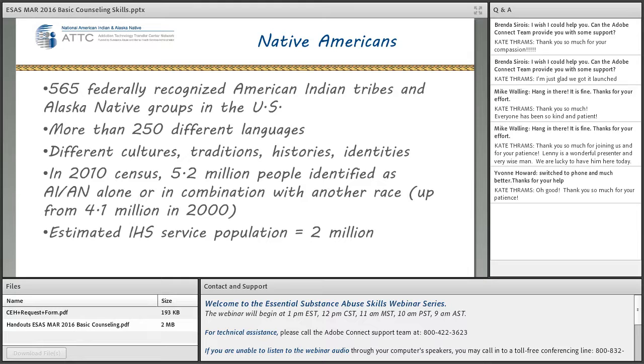When we talk a little bit about Native Americans, there are 565 federally recognized American Indian tribes and Alaska Native groups in the U.S. There are more than 250 different languages, and different cultures, traditions, histories, and identities of Native Americans. In the 2010 census, 5.2 million people identified as American Indian or Alaska Native, alone or in combination with another race. That was up from 4.1 million in 2000. The estimated IHS service population is 2 million Native Americans.